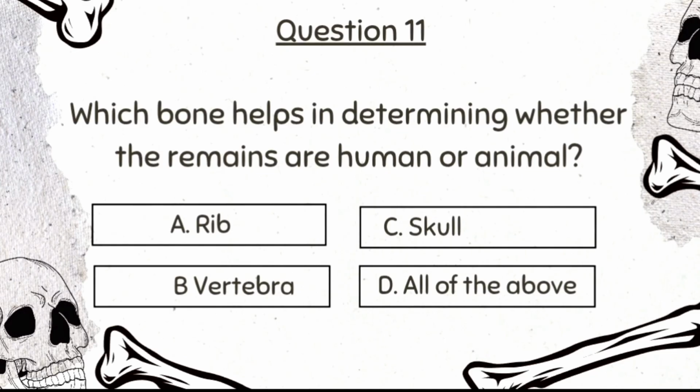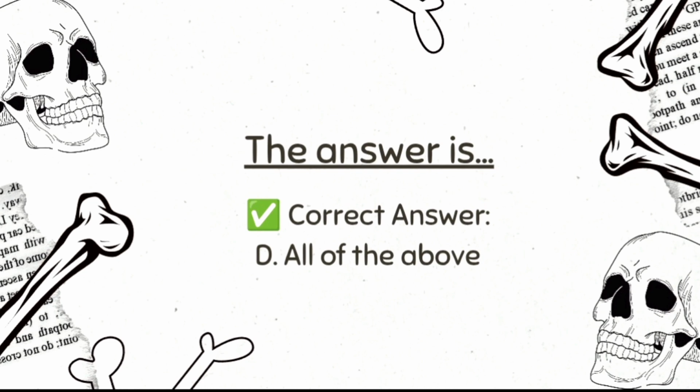Up next, we have our question number 11. Which bone helps in determining whether the remains are human or animal? Option A, rib, option B, vertebra, option C, skull, option D, all of the above. And for this question, the correct answer is all of the above, option D.